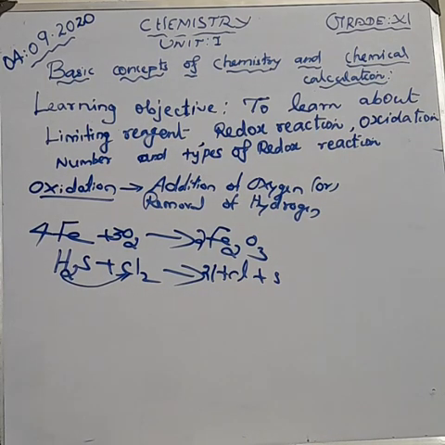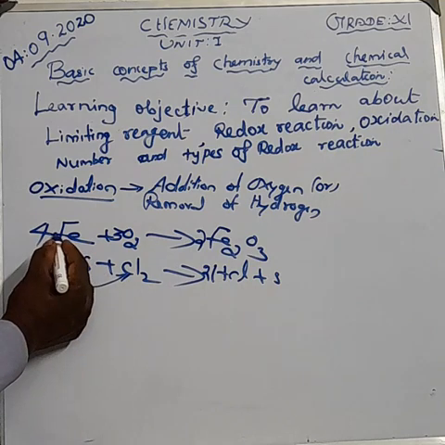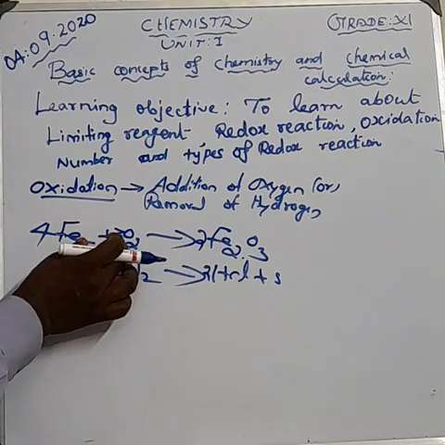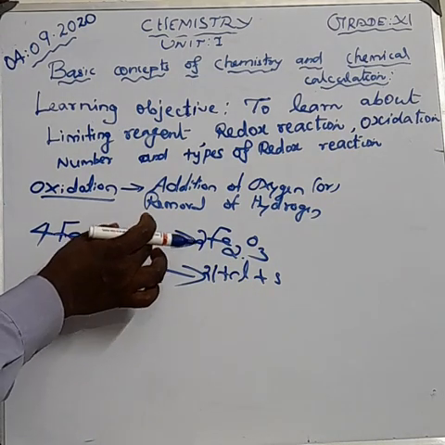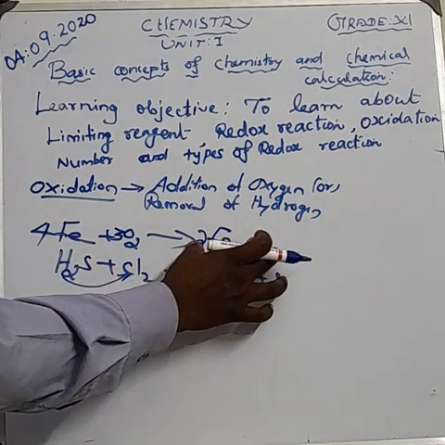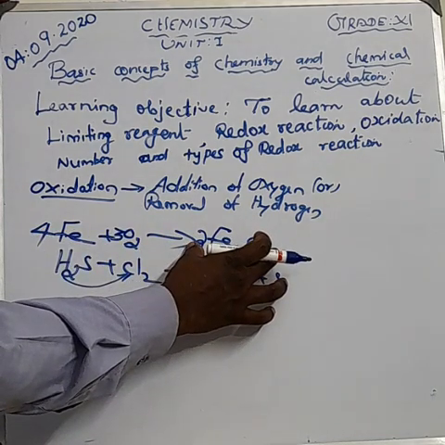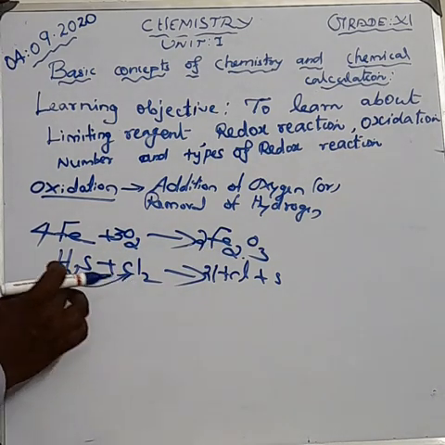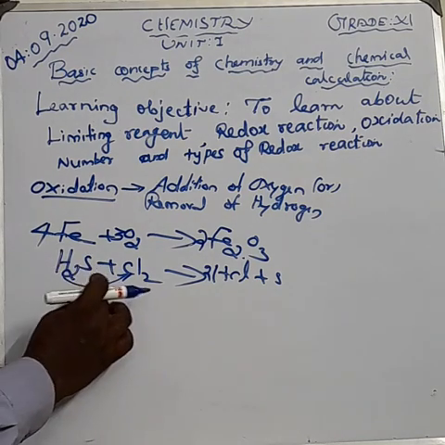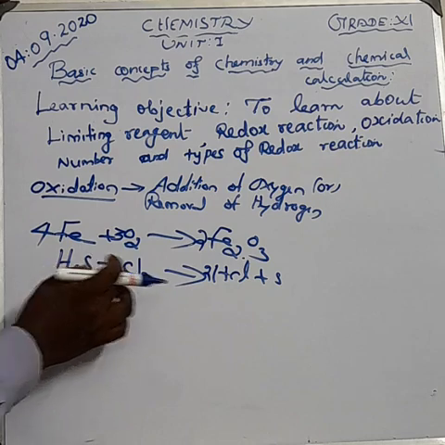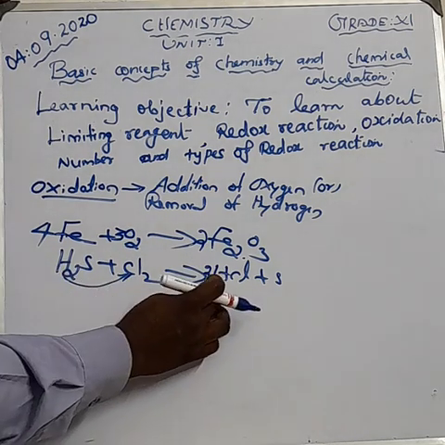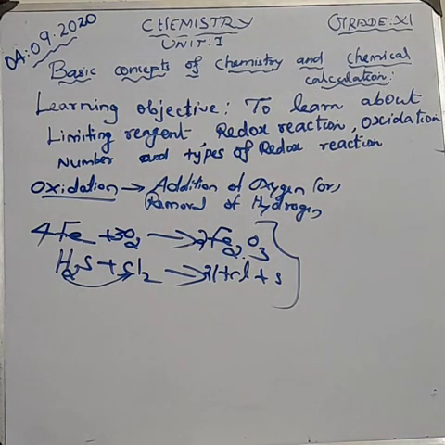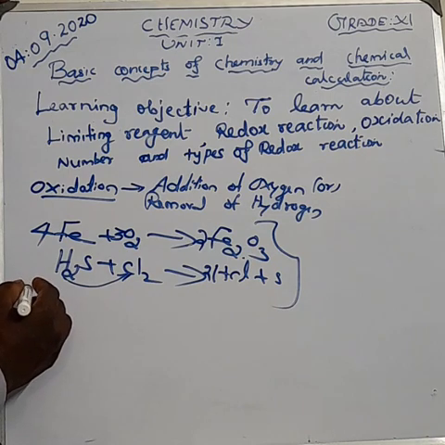Okay, from this equation, what do you understand? Here, in the first equation, iron combines with oxygen to form iron oxide. That is an addition reaction. This oxygen combines with iron to form iron oxide. That is an addition reaction, and otherwise called oxidation. And also hydrogen combines with chlorine to form HCl. Here, hydrogen is removed from hydrogen sulfide, so it is removal of hydrogen to form hydrochloric acid. Both of these two equations are oxidation reactions. Next one, about the reduction reaction.